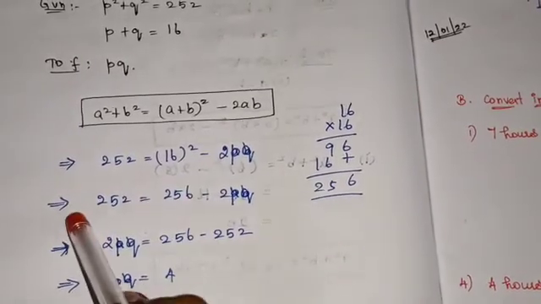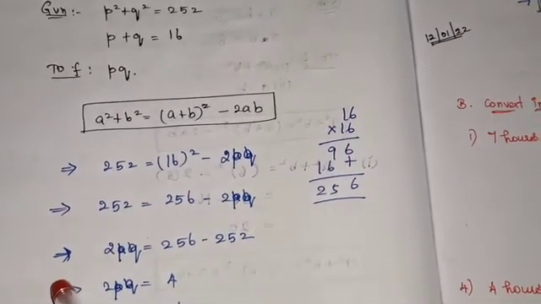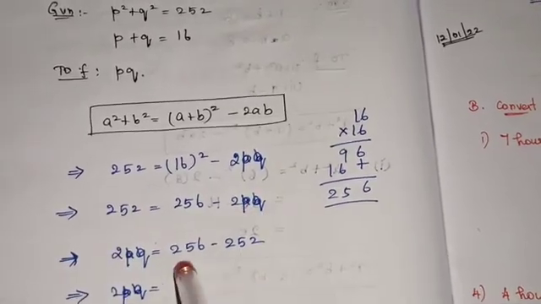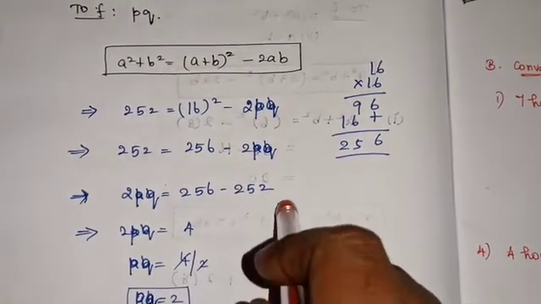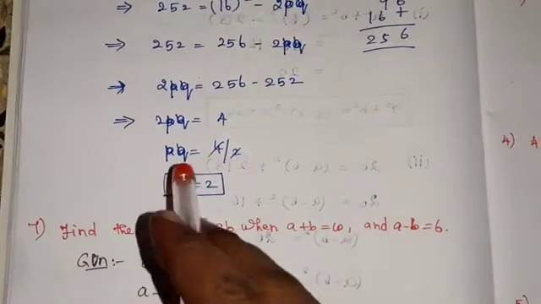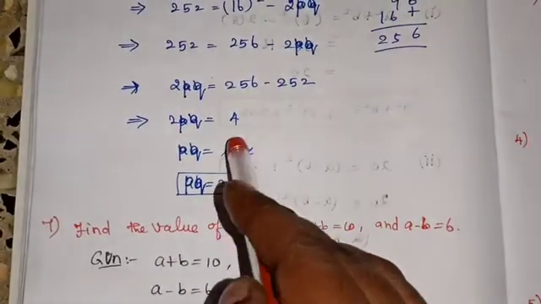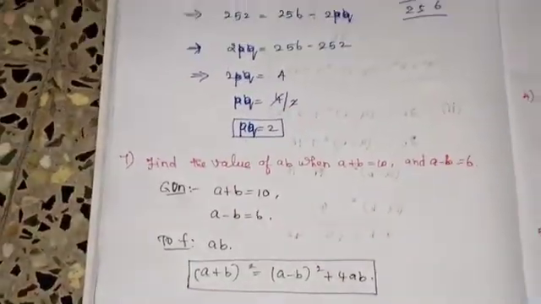This 256 comes this side, but 2pq is having the minus, so you take 2pq this side. 252 goes that side, so it will be minus. So 2pq is equal to 256 minus 252. Answer is 4. You want only the pq value, so 2 comes this side, as denominator. So pq is 4 by 2, 2 times 2 is 4. So answer is 2. Same, A sum I will finish.